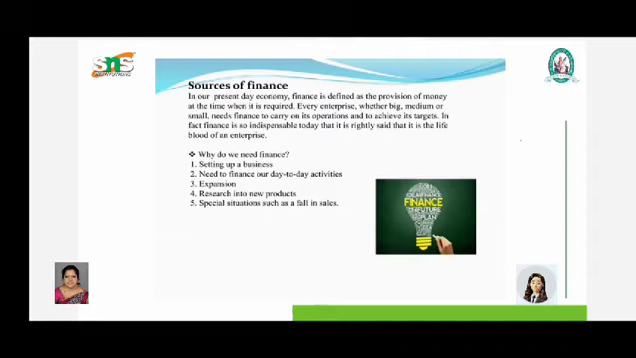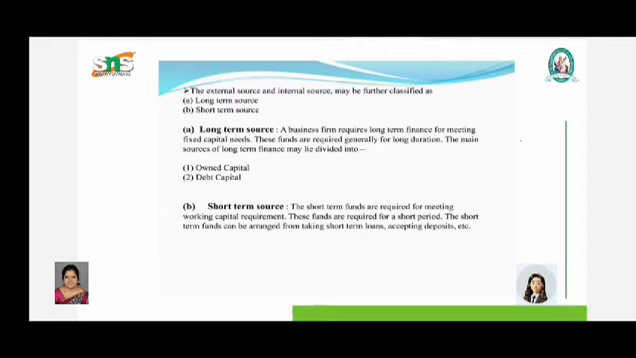Why do we need finance? We should ask ourselves why we need finance. Setting up a business, financing our day-to-day activities, expansion, research into new products, and special situations such as a fall in sales.